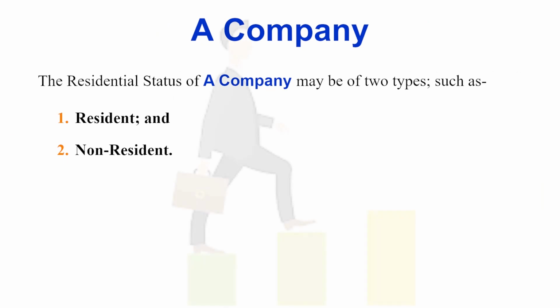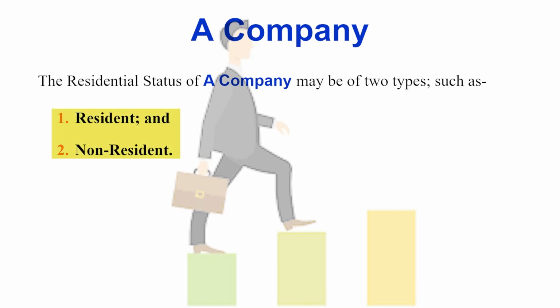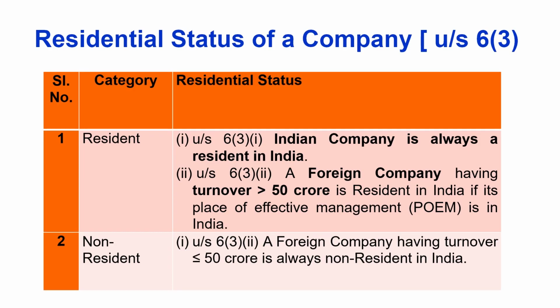Now, let's see a company. In case of a company, the residential status may also be of two types, such as resident and non-resident. Regarding resident, section 6 subsection 3 subsection Roman 1 indicates that an Indian company is always a resident in India.